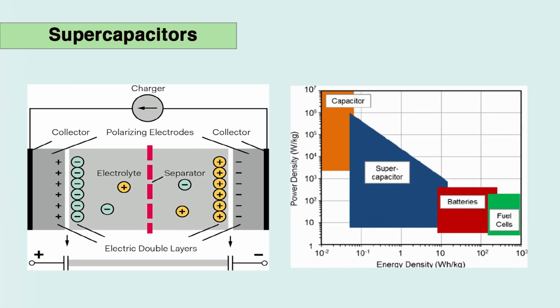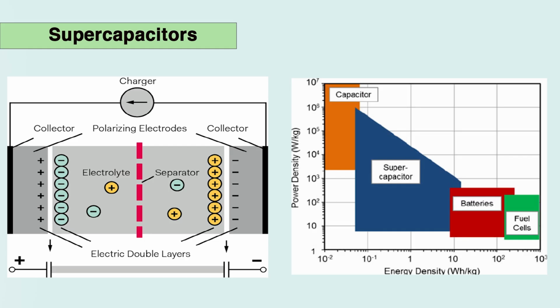If you see this particular figure, the power density is compared with the energy density of different types of devices, like conventional capacitor, conventional electrolytic capacitor, supercapacitor, battery and fuel cell. As you can see, the supercapacitors lie between conventional capacitors and batteries. So basically these supercapacitors are bridging the gap between conventional capacitors and batteries.